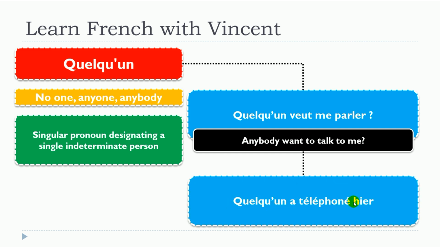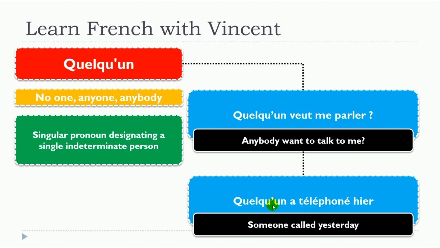Quelqu'un a téléphoné hier. Same situation here. So we use it as a subject. Quelqu'un veut me parler? Quelqu'un a téléphoné hier.